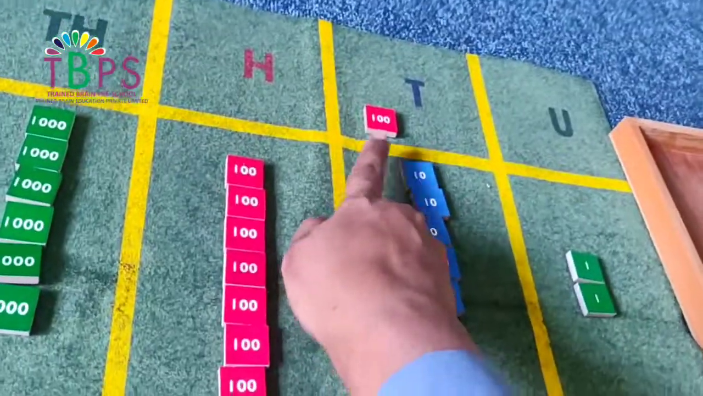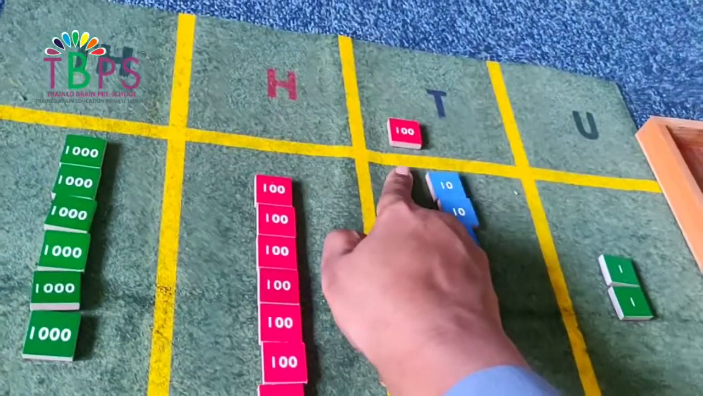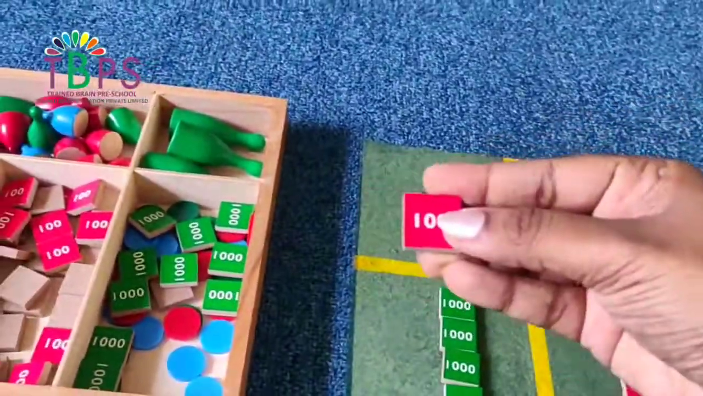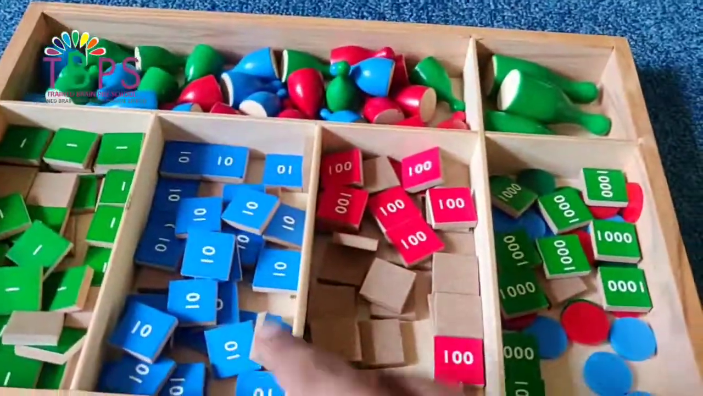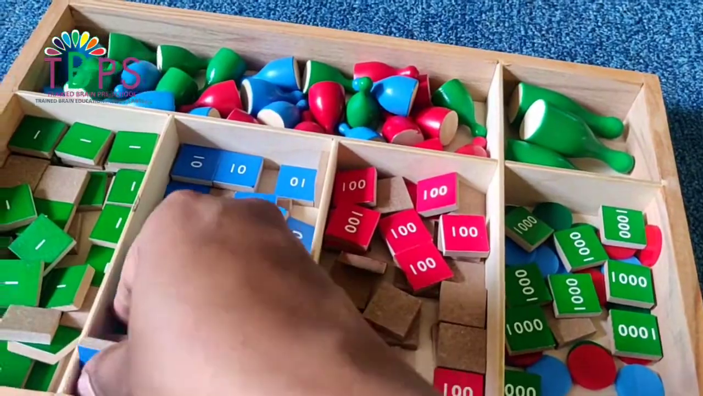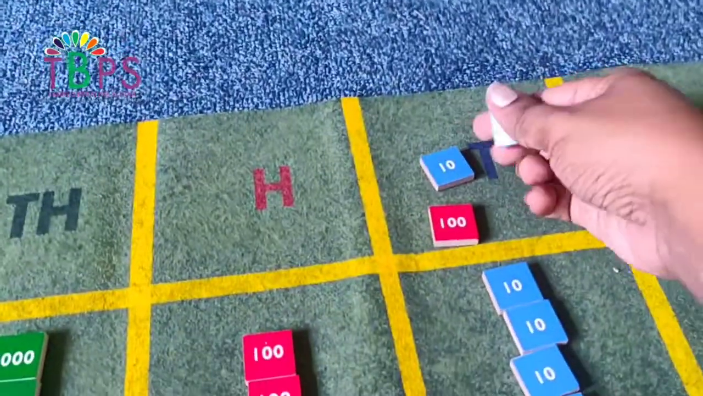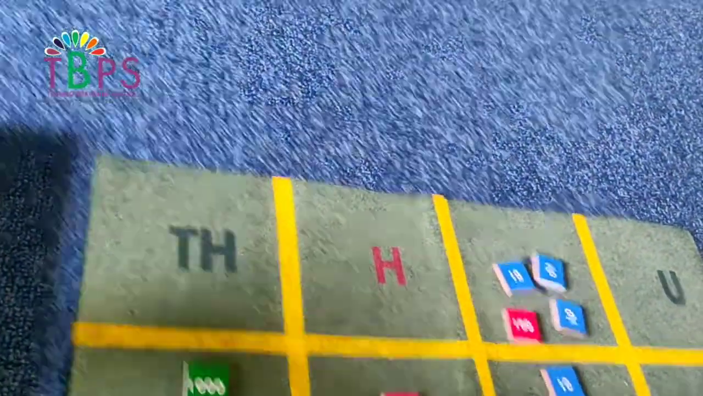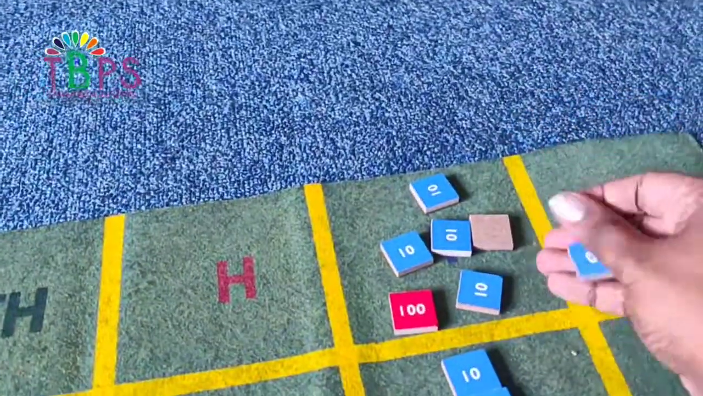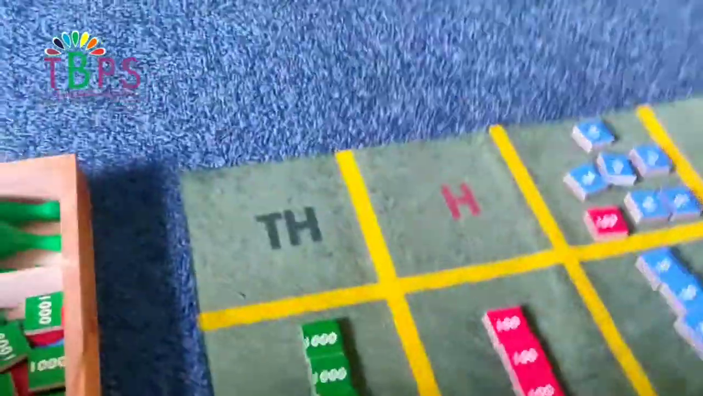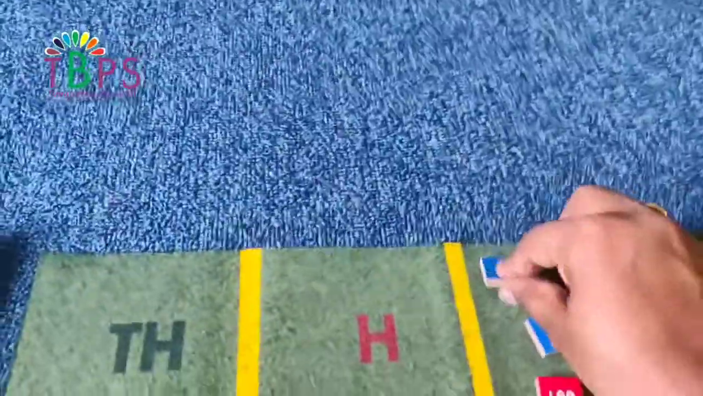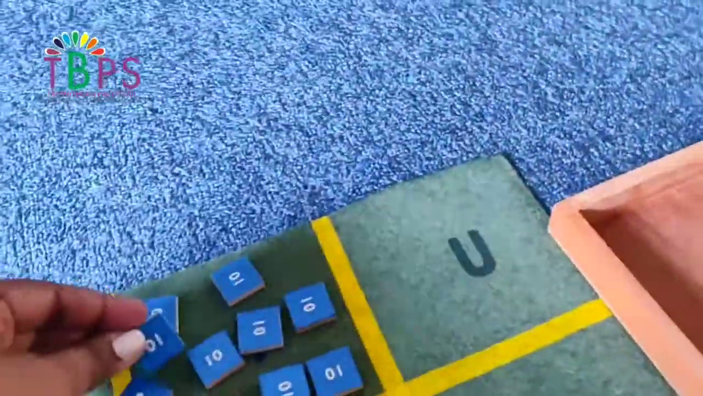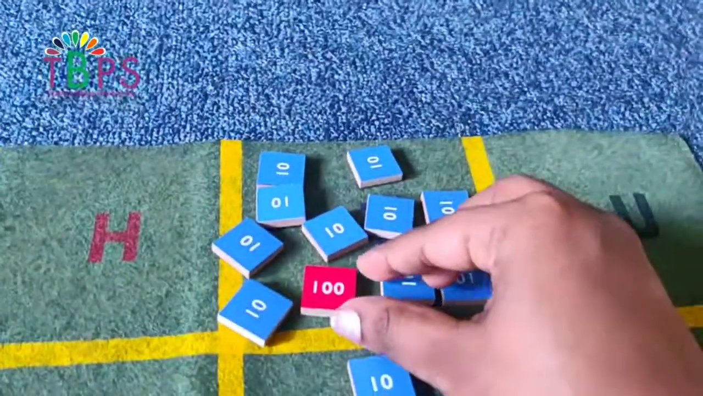But can I be positioning 100 in my tens place? No, I cannot position. So what do we do? I replace my 100 with 10 tens because I have learned that 10 tens make 100, right? So 1 ten, 2 tens, 3 tens, 4 tens, 5 tens, 6 tens, 7 tens, 8 tens, 9 tens and 10 tens. So I have my 10 tens make 100.